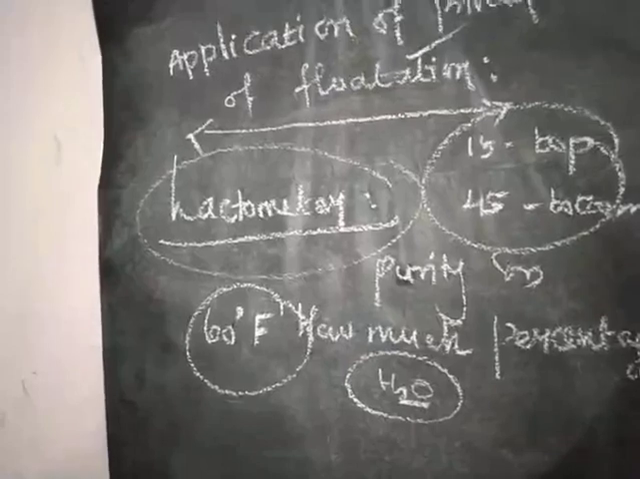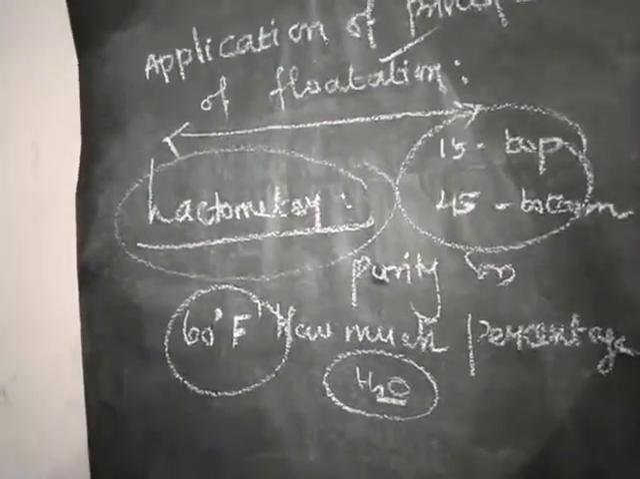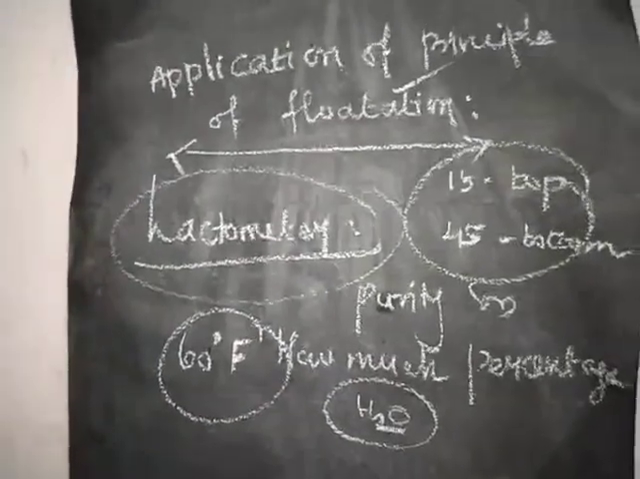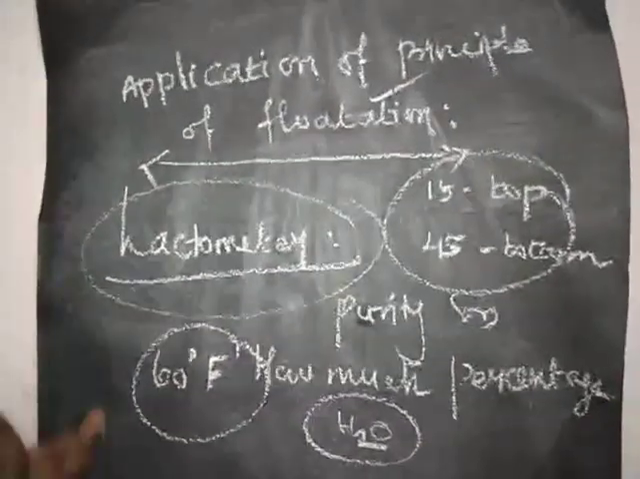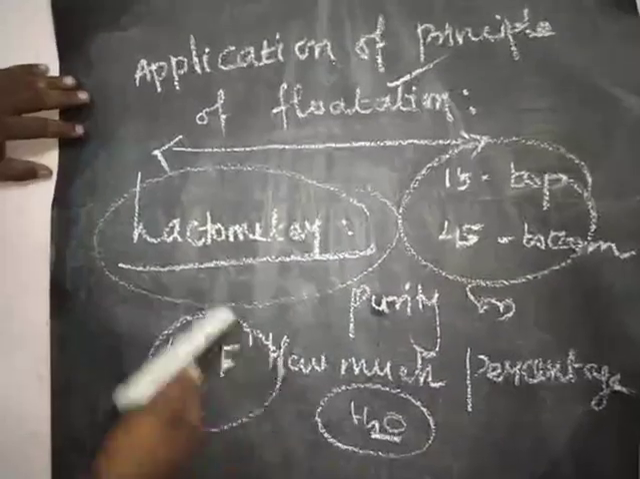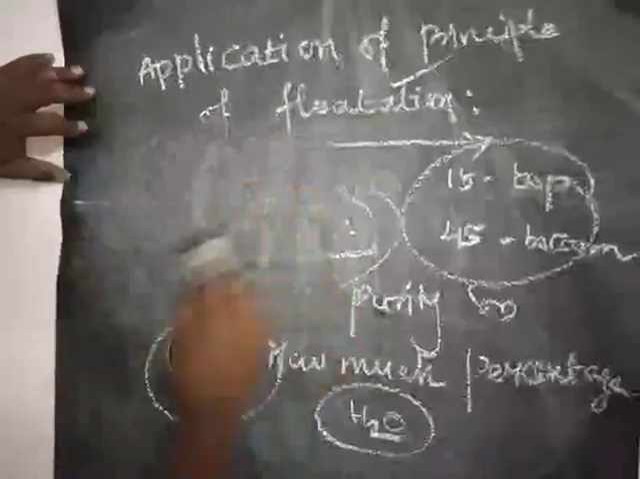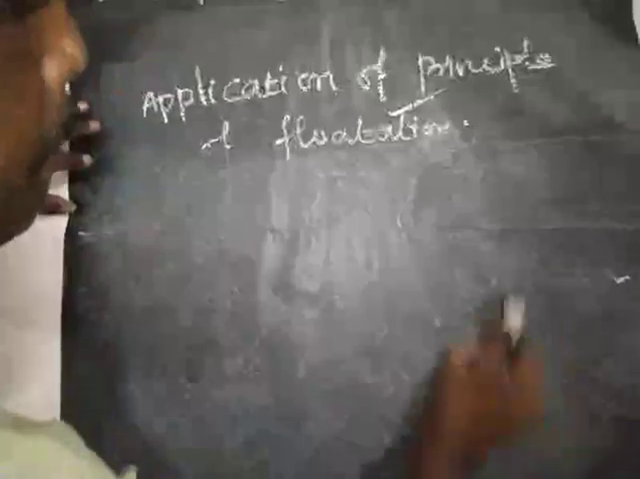A lactometer measures the cream content of milk, and also the water content. With the help of the lactometer we can measure. Next, where is the lactometer used? In milk dairies or milk factories. They are using lactometers. These two are the applications of the principle of flotation. Next one, buoyancy.